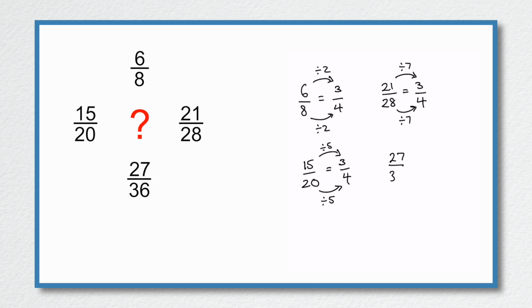And finally, 27/36. I happen to know that 27 and 36 are both in the 9 times table. So if I divide 27 by 9, I get 3, and if I divide 36 by 9, I get 4. So we end up with 3/4.